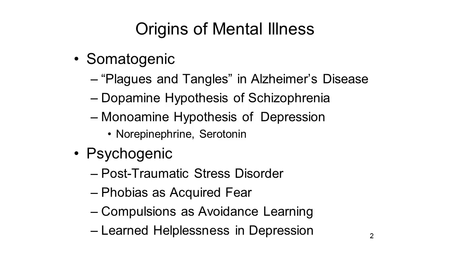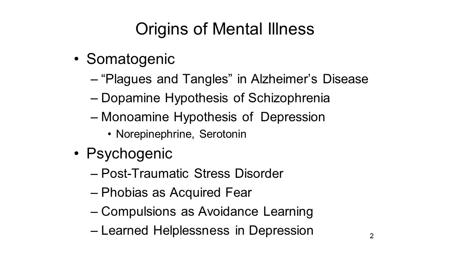Alzheimer's disease, once labeled as presenile dementia, is now known to be caused by the buildup of plaques and tangles in brain tissue. According to the dopamine hypothesis of schizophrenia, the symptoms of schizophrenia and their underlying psychopathology are caused by excess activity of dopamine, a neurotransmitter substance. And according to the monoamine hypothesis of depression, the symptoms of depression and their underlying psychopathology are caused by lowered levels of another class of neurotransmitters, the monoamines, which include norepinephrine and serotonin.